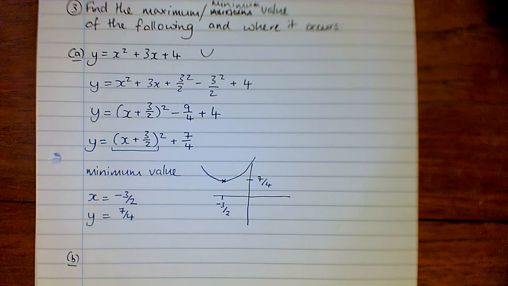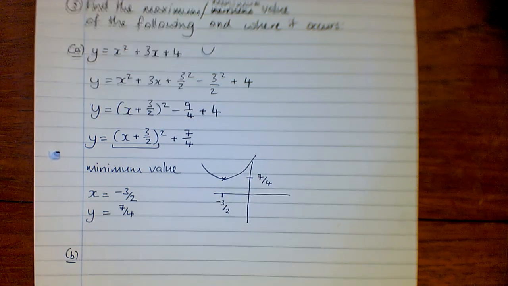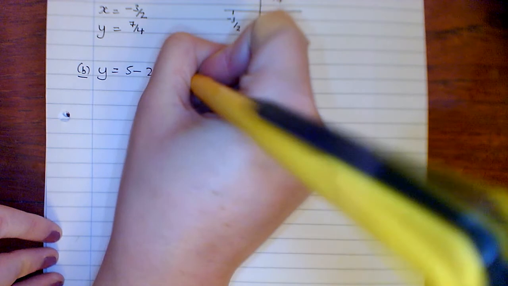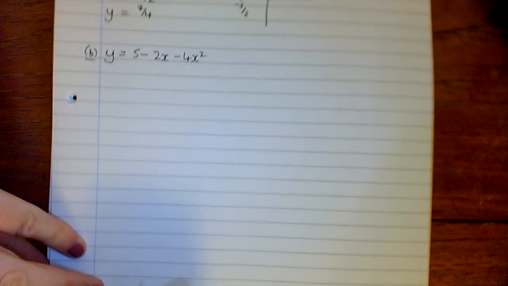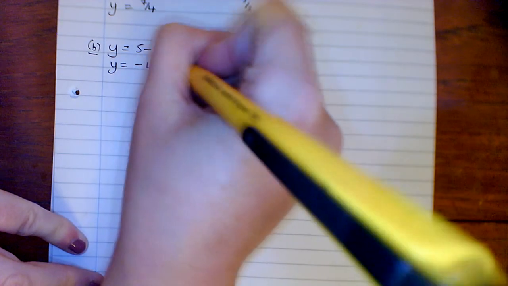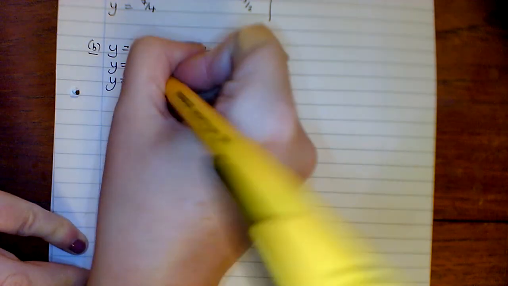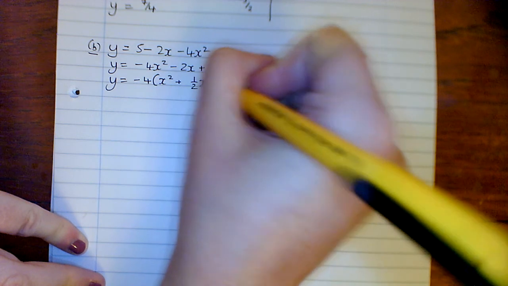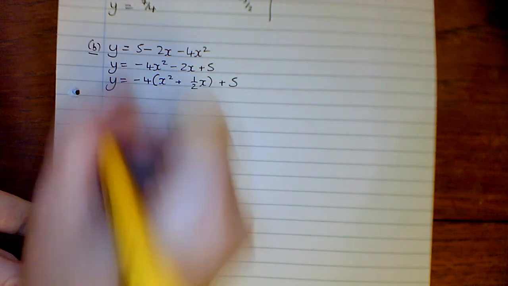Okay, so part B, y equals (5 minus 2x minus 4x squared). So we want to write it in the format that we're used to. So minus 4x squared minus 2x plus 5. Now this time we'll have to take minus 4 outside the bracket, and I'm left with x squared plus a half x inside the bracket, and again I'm keeping the 5 on the outside.